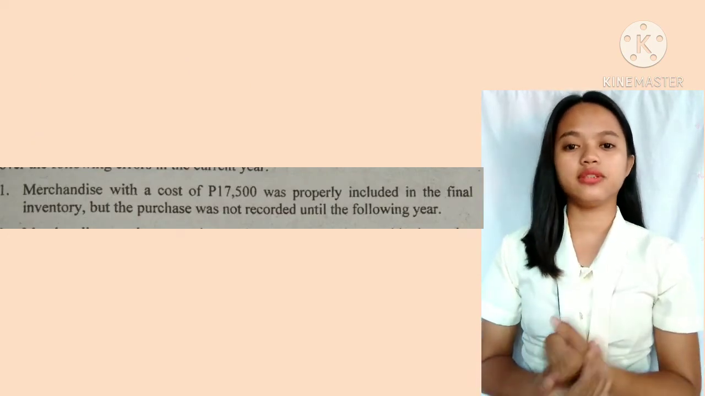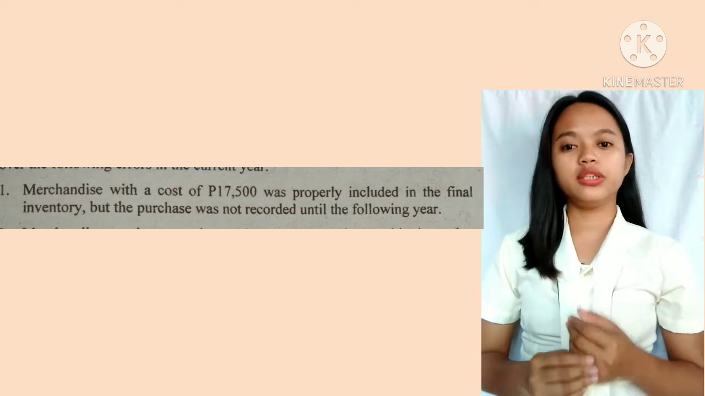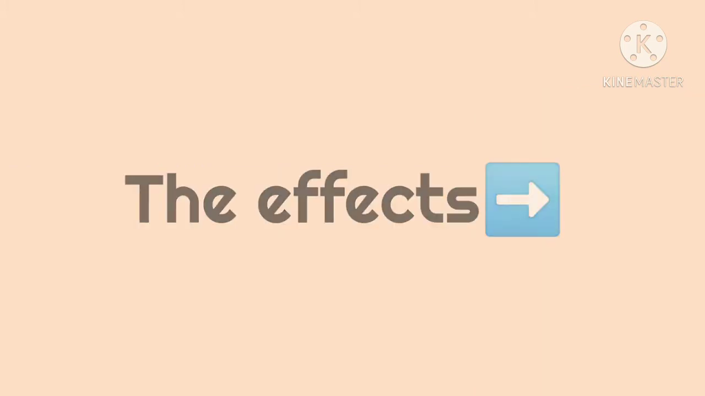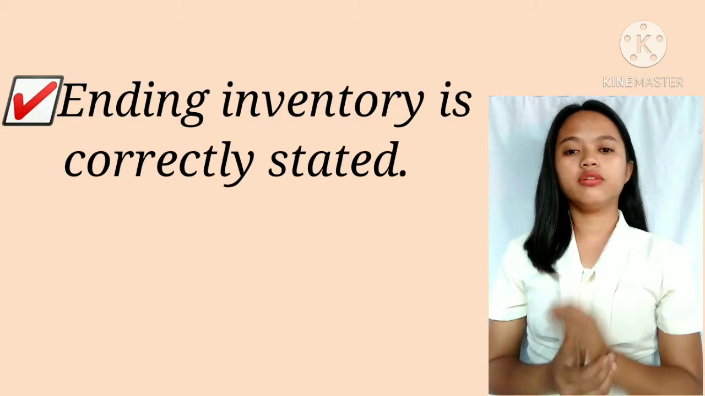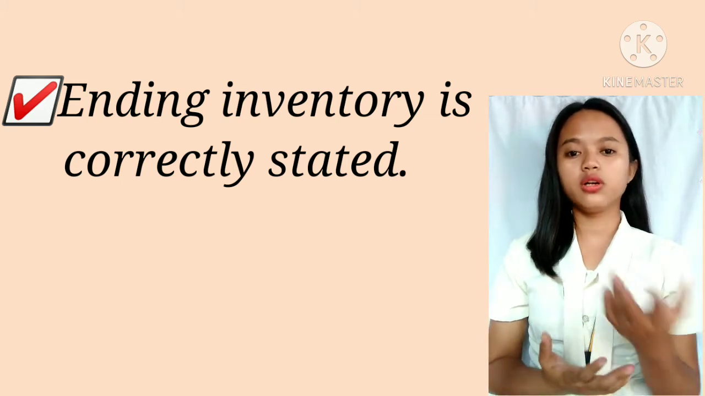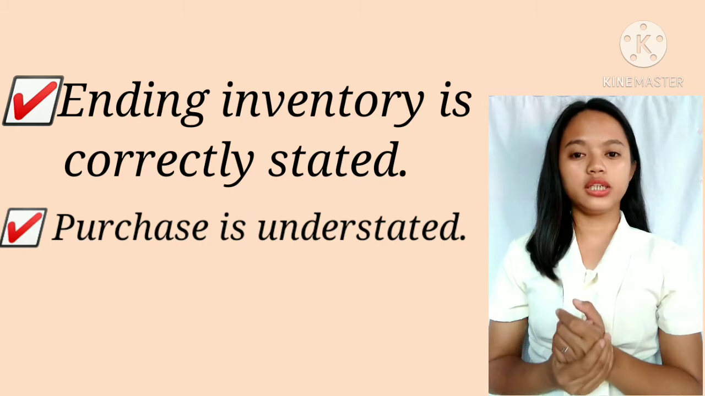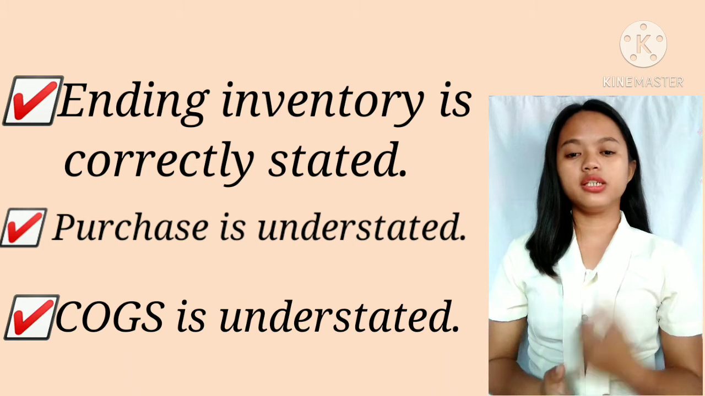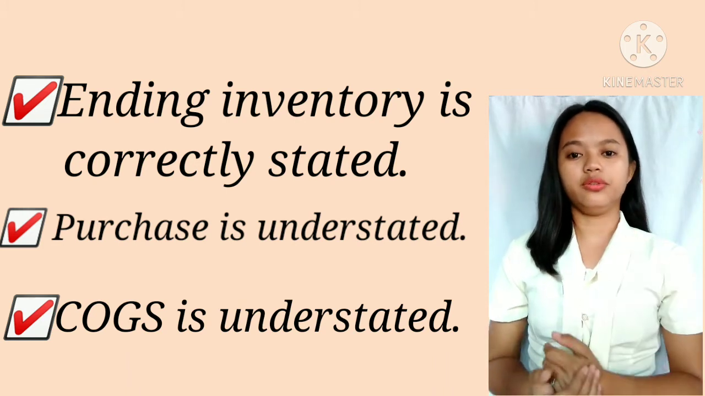The first error is that the merchandise with a cost of 17,500 was properly included in the final inventory, but the purchases was not recorded until the following year. Now let us see the effect of this error for the current year. Since the merchandise was properly included in the final inventory, the ending inventory for the current year will be correctly stated. However, since there was no recognition or record of the purchase, making it understated, then the COGS as well will be understated because the purchases is an addition to the beginning inventory.